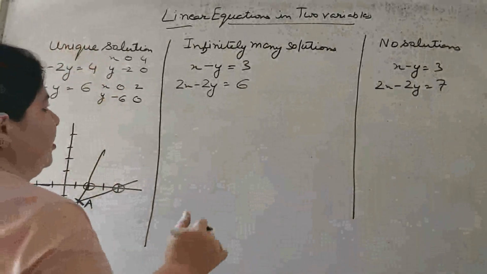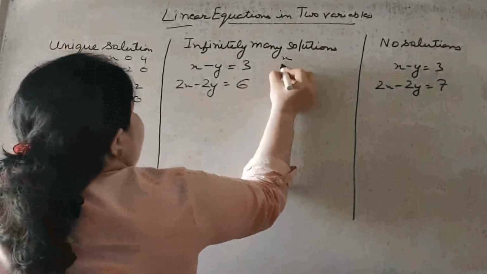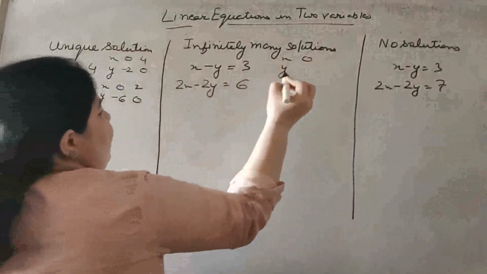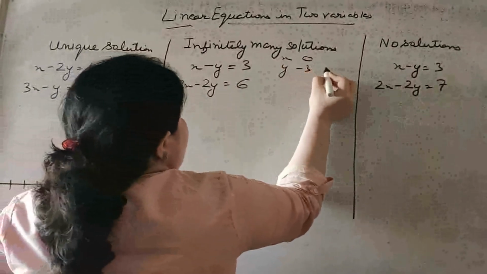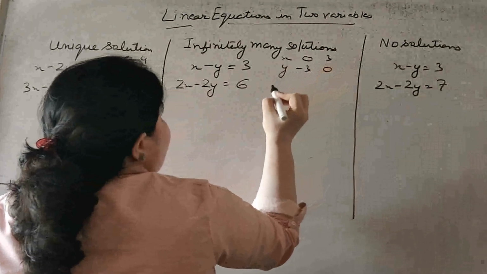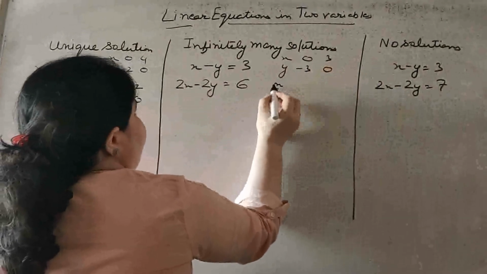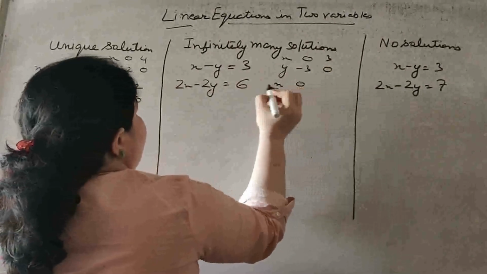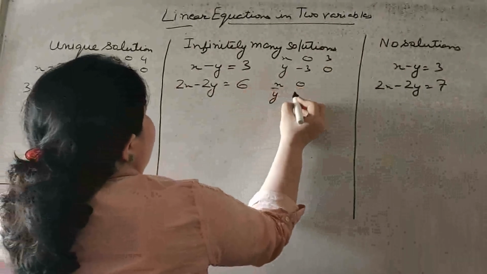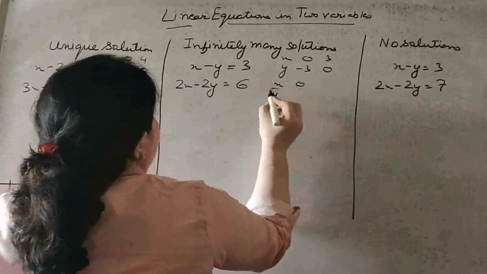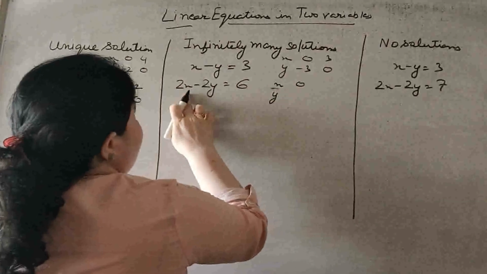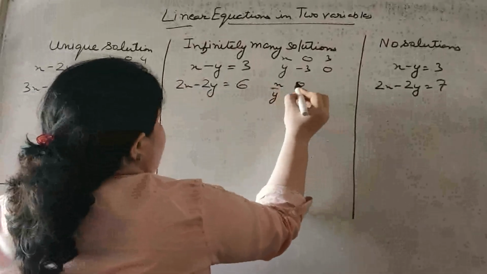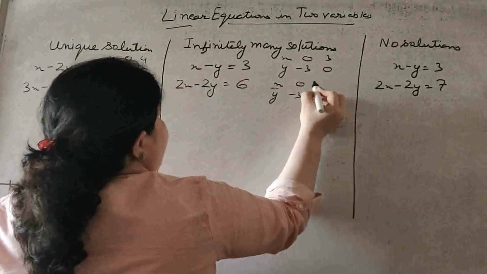Now what about this? इसको भी plot कर ले ऐसे. x and y. यहाँ पर अगर मैं x को 0 लूंगी तो y की वैल्यू मेरे पास क्या आएगी? -3. y को अगर 0 लूंगी तो x की वैल्यू क्या आएगी? 3. Similarly for second line में मेरे पास x and y. x को अगर मैं 0 लूंगी तो y की वैल्यू क्या आएगी? -3. And y को अगर मैं 0 लूंगी तो x की वैल्यू क्या आएगी?